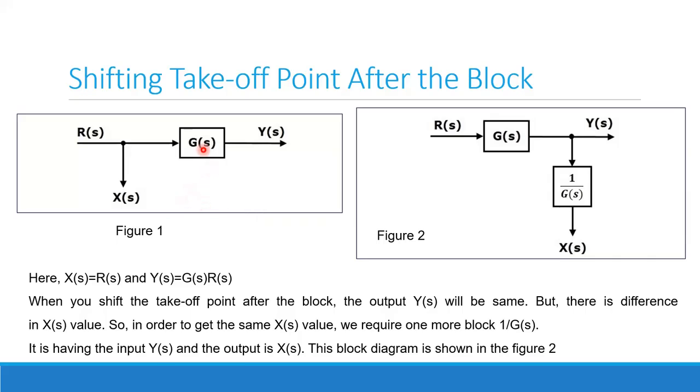So this is your block. Here we have one takeoff point, which is taken as X(s). Now this X(s) means this is an input taken from this point and is given to some other block. The input taken from this takeoff point is always similar to the input coming in.